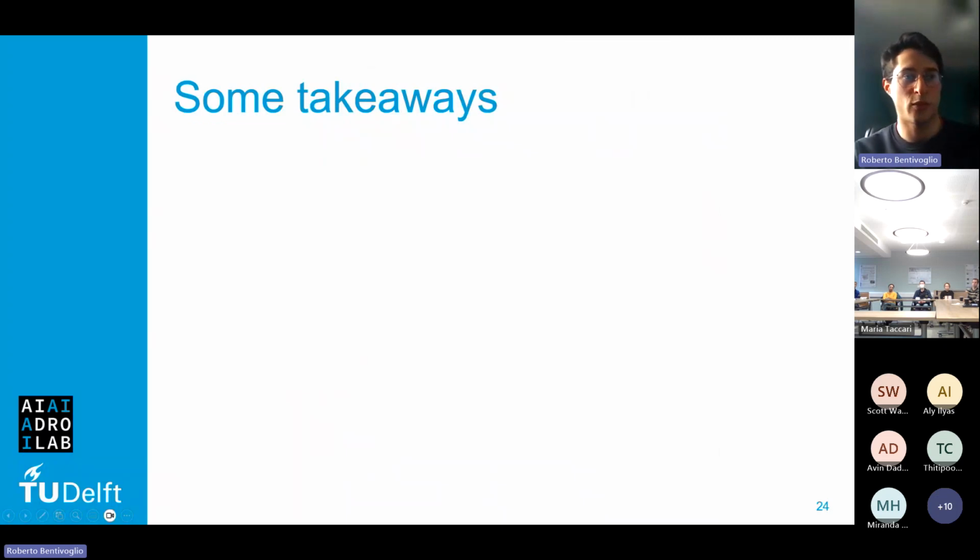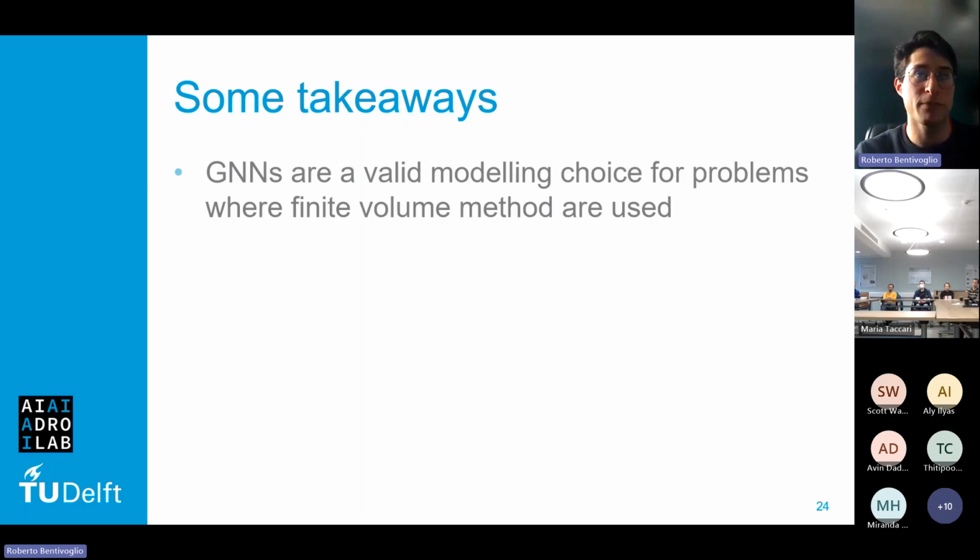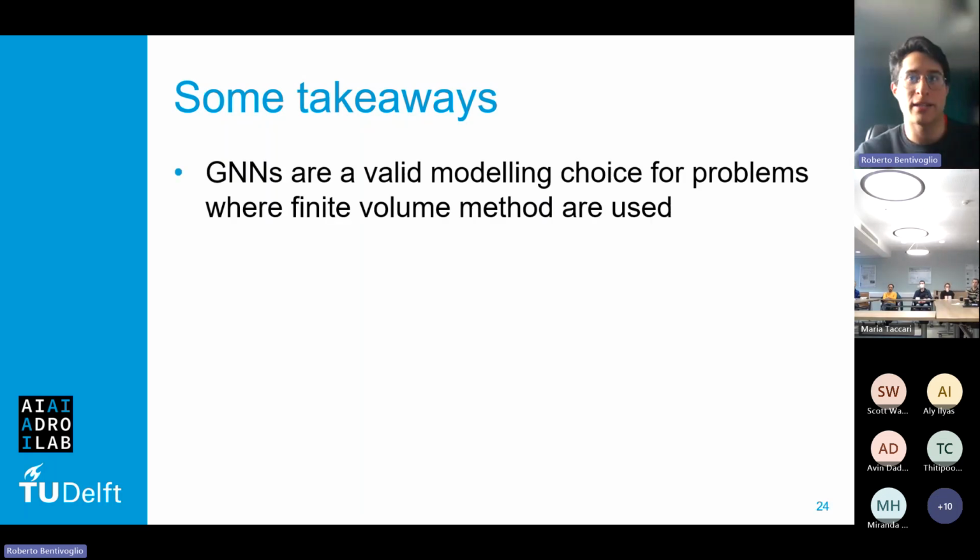As a summary, to wrap up, some main takeaways of this presentation is that graph neural networks are a valid modeling choice for problems where finite volume methods are used, which means that in this case, we've used them for flood modeling, but in principle, you could use it for any other flow problem in which finite volumes are generally used, because the method is inspired by finite volumes and it's discretizing a specific partial differential equation, but it can be applied in the same way to other problems.